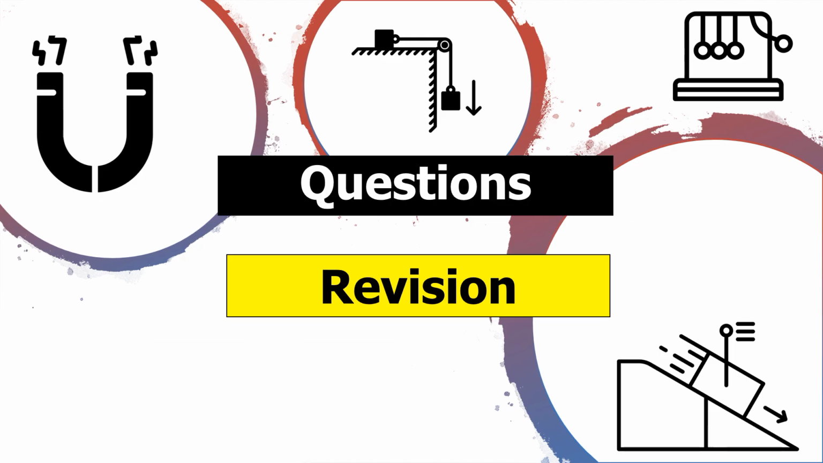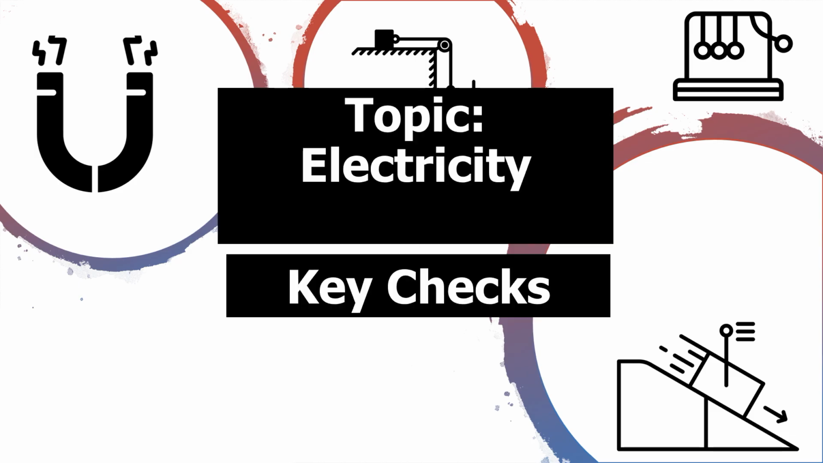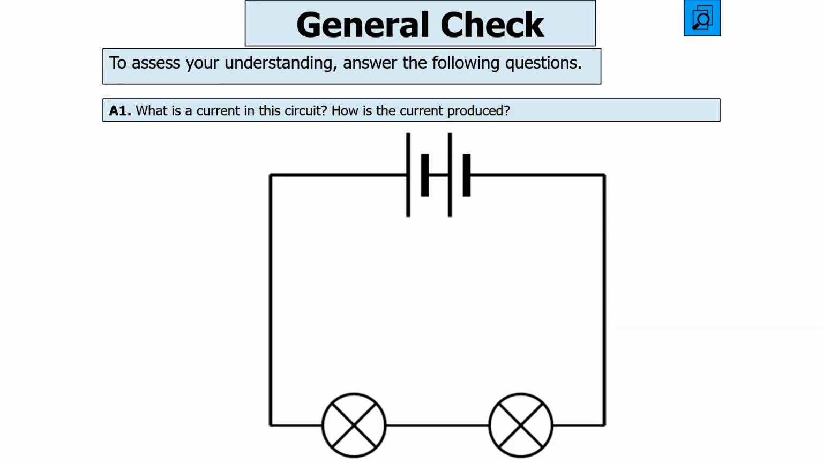Now in this revision session we're going to be looking at 2 types of questions, key check questions and then examination style questions. So let's have a look at these key check questions. To assess your understanding, these are short, sharp questions which will test your key knowledge. So look at the following. What is the current in this circuit and how is the current produced? Pause the video now, then unpause the video when you want to go through your answer.